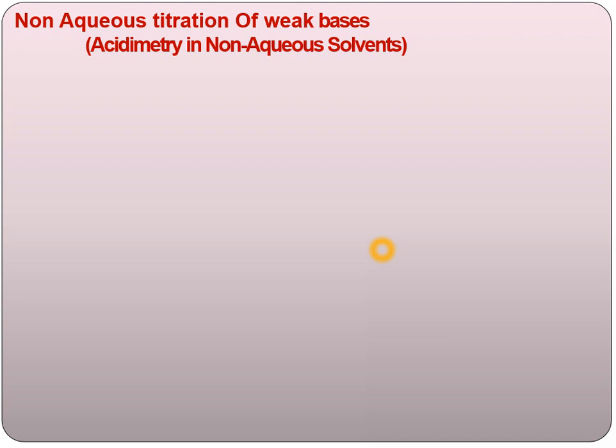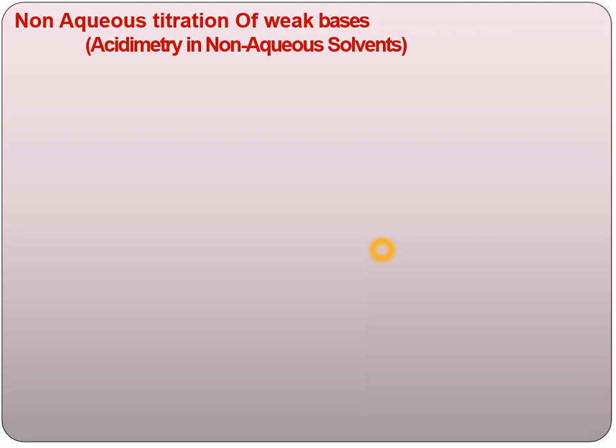Today we will discuss two types of non-aqueous titration. There are two important types: first, the non-aqueous titration of weak bases, and second, the non-aqueous titration of weak acids. The non-aqueous titration of weak bases is also called acidimetry in non-aqueous solvents, and the non-aqueous titration of weak acids is also called alkalimetry in non-aqueous solvents.